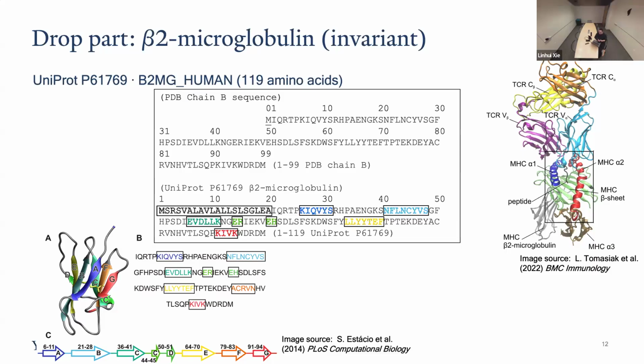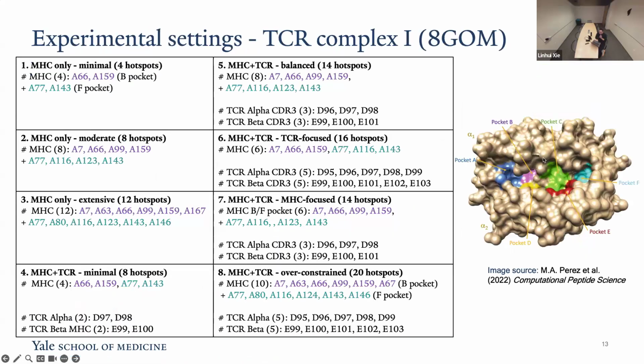loop. The CDR3 loop is a highly variable region on the T-cell receptors. You will see this is the CDR3 loop from the TCR alpha, and this is the CDR3 loop from the TCR beta. With these contact regions, we can define different contact points. So our experiment setting here is a combination of the anchor points in the MHC and the contact regions between the peptide and the TCR receptors.